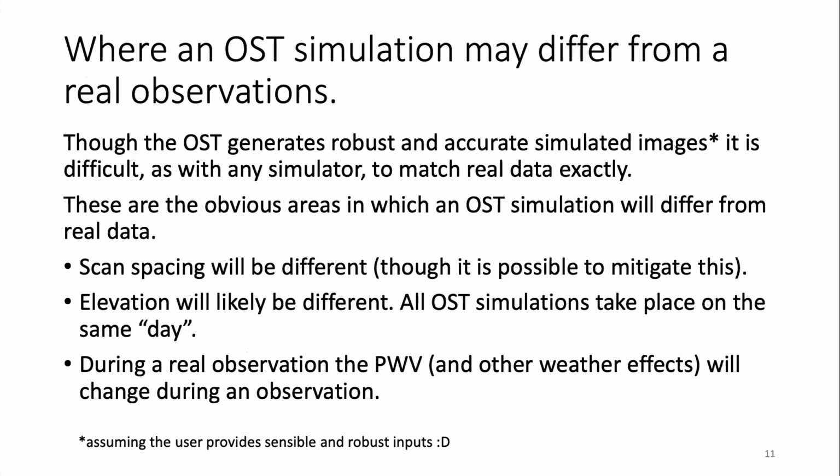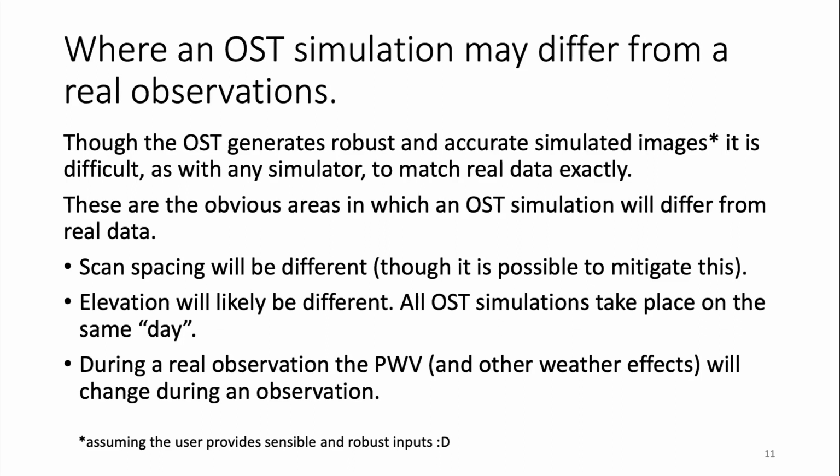Okay, and finally, another set of things to bear in mind before we start looking at the website. So the OST generates accurate simulations, but we can't promise to match exactly real data. Things that are kind of difficult to allow for or correct for in a simulation are things like scan spacing. So in your actual ALMA observations, you'll have scans on a phase calibrator, then on your source, back to phase calibrator, on a source, until you've got enough on source time. To get that scan spacing can be tricky, although there are options within the OST that do allow you to input some of that off source time into your simulation.